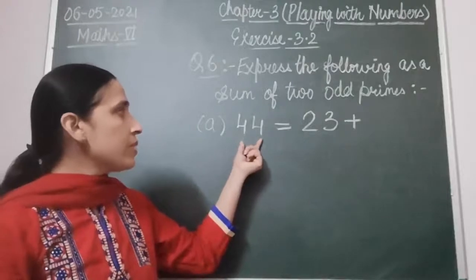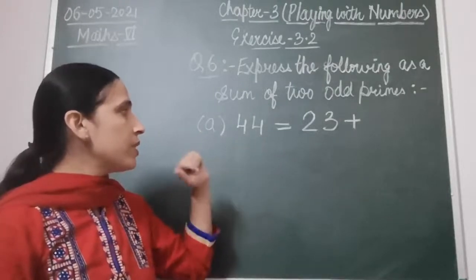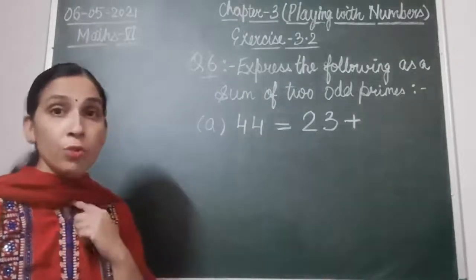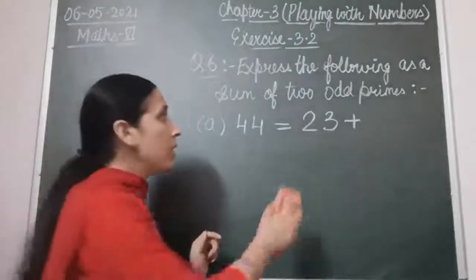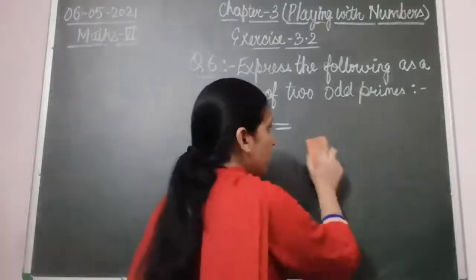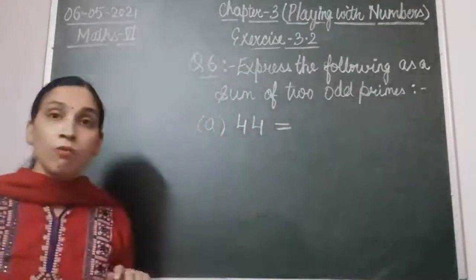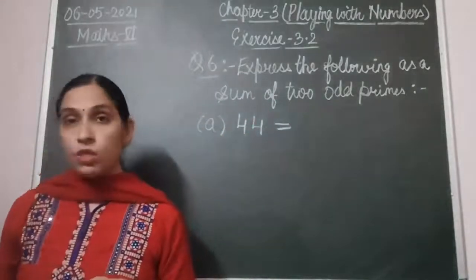If I subtract this 23 from 44, I get 21. No, it is not possible. So I have to search for another prime number. Which prime number can be added to form 44? That we have to search for.